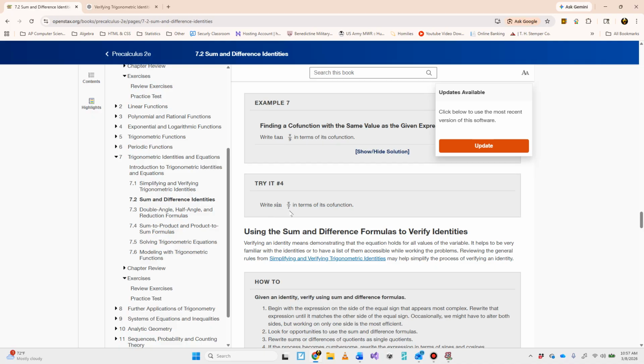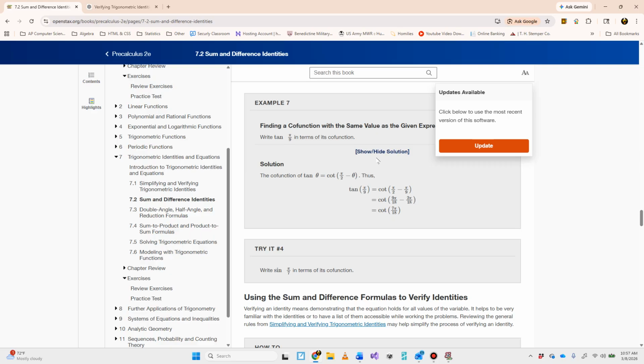Write sine of pi over 7 in terms of its cofunction. It's the same up here: write tan of pi over 9 in terms of its cofunction. The cofunction of tan is the cotangent of pi over 2 minus theta. We are using pi over 9 as my angle, so I would rewrite the tan of pi over 9 as its cofunction, cotangent of pi over 2 minus pi over 9.